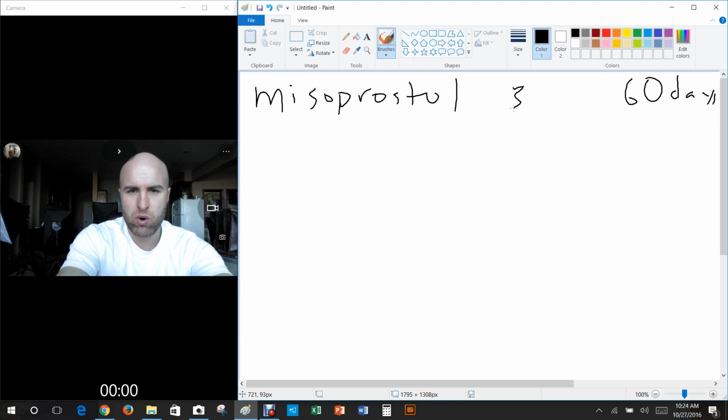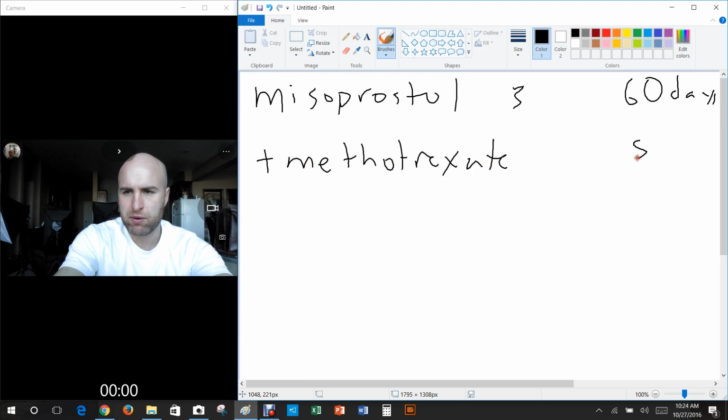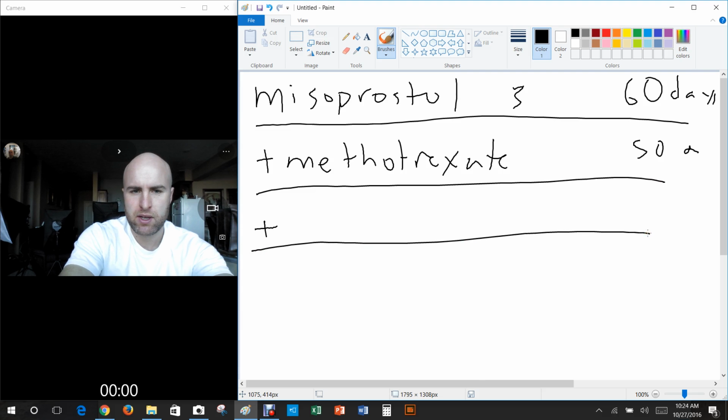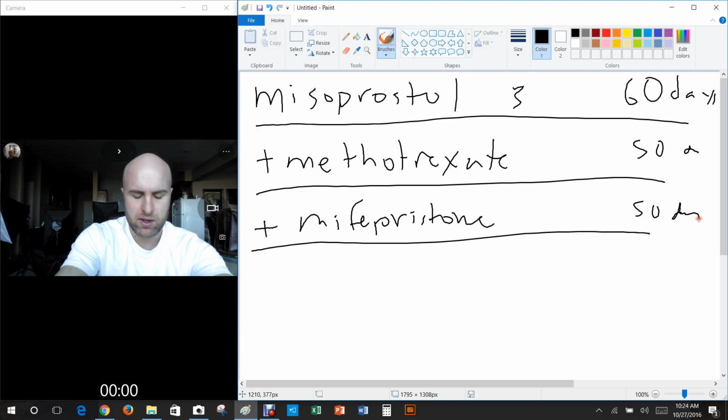3 doses, or you can go misoprostol in a lesser dose with 1 dose plus methotrexate, and that has to be done before 50 days. Or you can do it instead, there's a third option. So this is option 1, option 2, option 3. You can do it with something called mifepristone. Same thing with this one, 50 days.